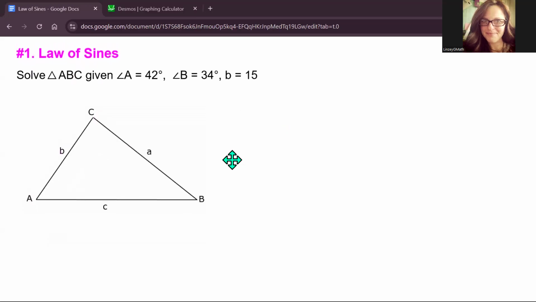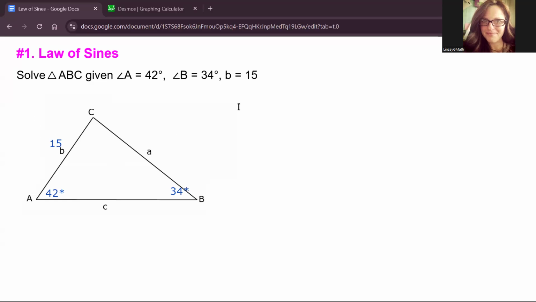Number 1, solve the triangle. We're going to solve for all the missing sides and angles. Let's start by labeling our triangle. 42 degrees for angle A, 34 degrees for angle B, and side B is opposite the angle. So this will be side B.